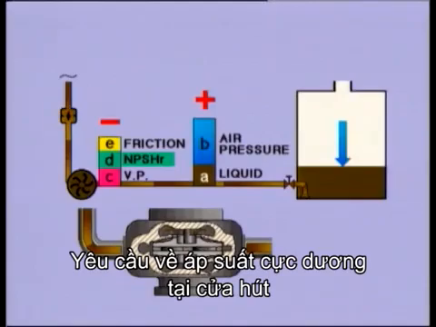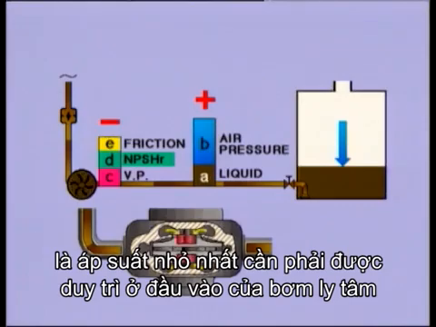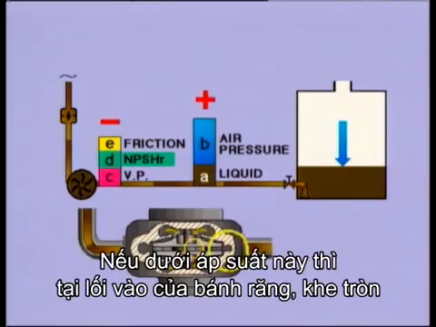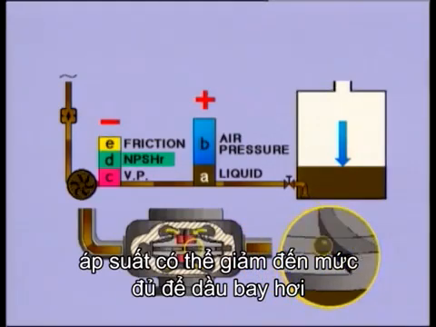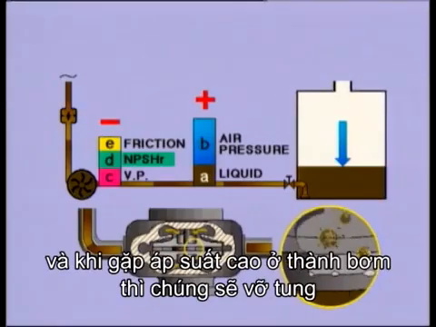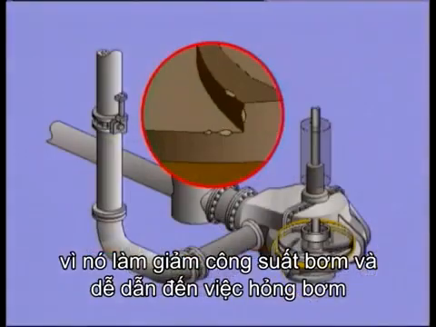Net positive suction head required, or NPSH required, is the lowest head that must be maintained at the inlet of a centrifugal pump. This is the head required to avoid cavitation. Below this head, at the impeller's inlet, the eye, the pressure can drop low enough for the liquid to vaporize. If this happens, the gas formed will prevent liquid from passing. Small bubbles grow, and when they meet the higher pressure in the periphery of the pump, they collapse. This is cavitation and must be avoided, as the capacity of the pump will be reduced and it can easily be permanently damaged.